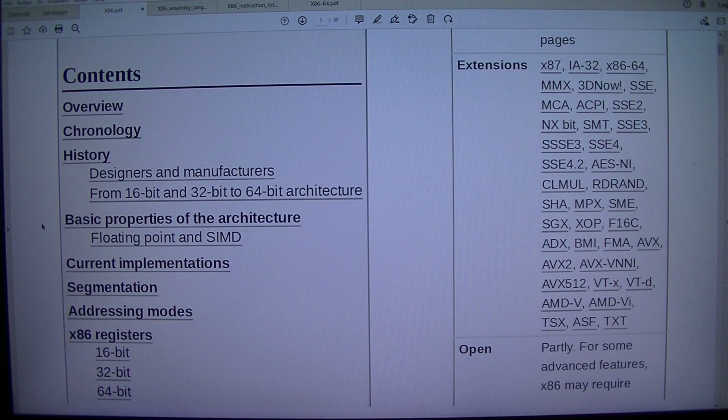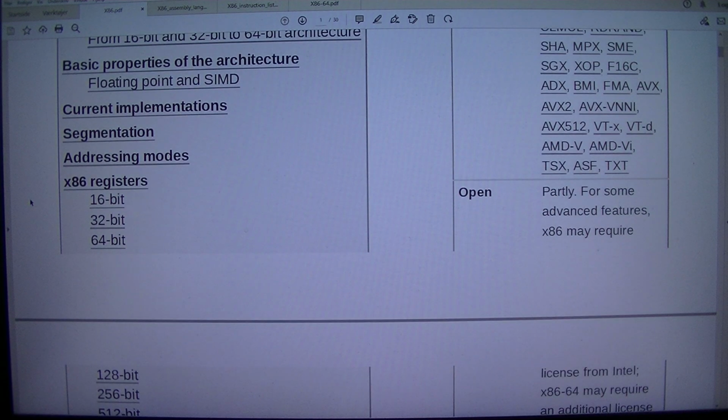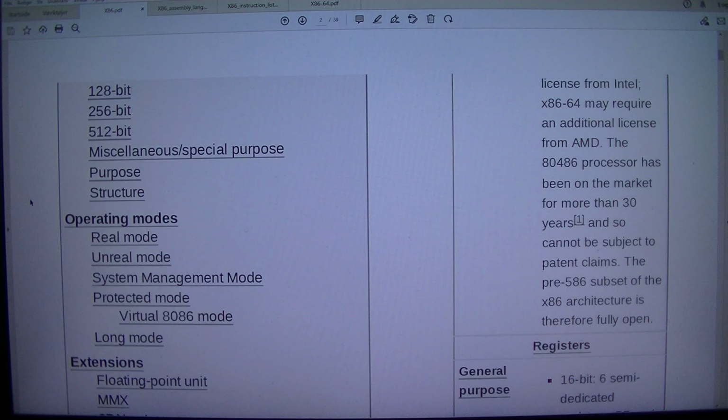Contents. Overview. Chronology. History. Designers and manufacturers. From 16-bit and 32-bit to 64-bit architecture. Basic properties of the architecture: floating point and SIMD. Current implementations. Segmentation. Addressing modes. X86 registers: 16-bit, 32-bit, 64-bit. License from Intel. X86-64 may require an additional license from AMD.